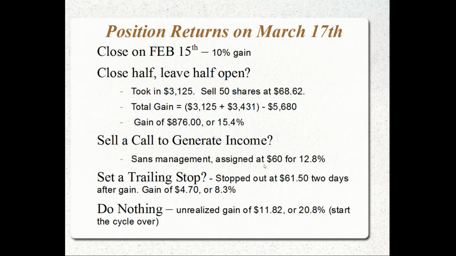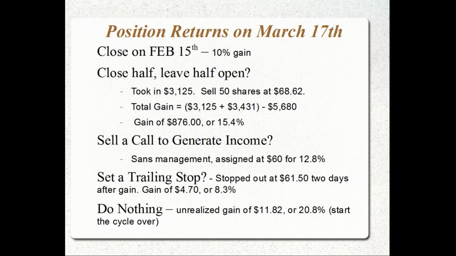And if, of course, you set a stop after that initial gain on the position on February 15th, you would have been stopped out at 61.50 on February 17th, 2 days after you set the stop, so you'd still have a gain of 470 or 8.3%. Maybe you could have bought back in a couple days later at 63 and gotten another $400 or $500 profit as well, but that would have depended on your outlook on the stock. You likely would have taken the 8.3% gain and moved on.